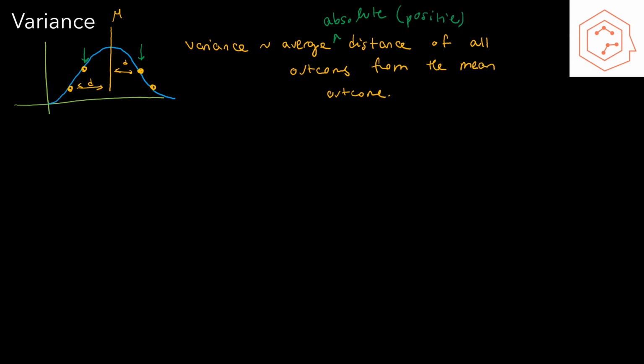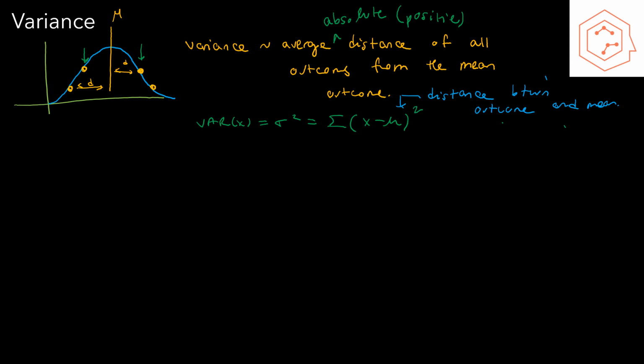And the way we can do that is we'll say var of x, which is equal to sigma squared, is equal to the sum of x minus mu. So this is going to give us the distance between outcome and the mean. But we want only to add the positive outcomes. So we're going to square this, since squaring it will give us a positive result, and then we'll divide by the number of outcomes that we have.